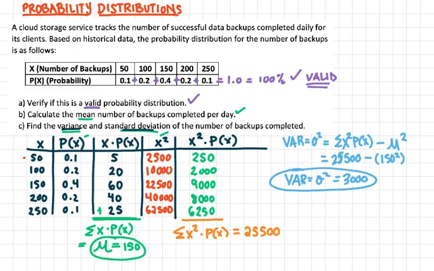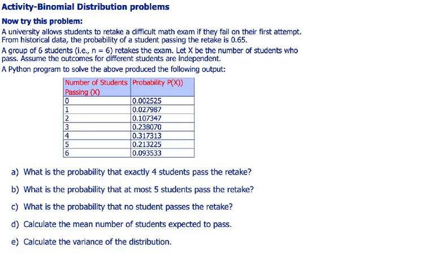Lastly, it's one more simple step just to find the standard deviation. The standard deviation, you just take the square root of the variance, so it's just sigma. It's going to be the square root of 3,000, and we will get, let's see, approximately 54.8 equals the standard deviation. Okay, now I want to talk about a special kind of probability distribution.